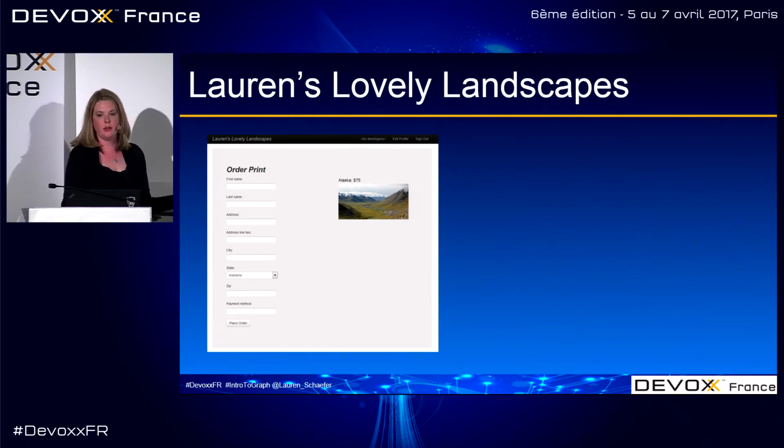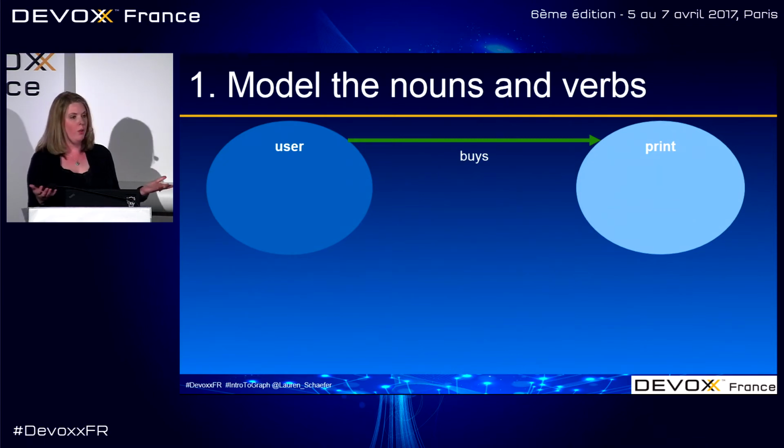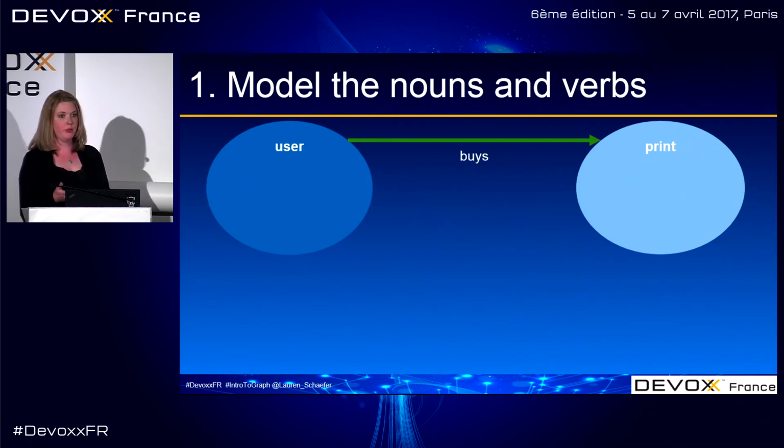So how would we make a graph for this application? The first thing we want to do is model our nouns and verbs. So what are my nouns here? People. My people are my users, so I'm going to make a node or vertex for user. Places, I don't have any in this case, but I do have a thing. I'm selling prints, so that's going to be my other node.